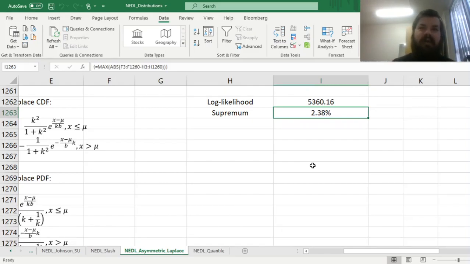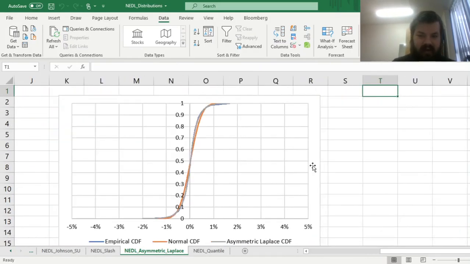To see graphically how well it fits, we can compare the fit of the normal distribution in orange here, and the asymmetric Laplace cumulative distribution function in gray here, to our real-world empirical distribution function in blue. And we can see that the fit, even looking at the graph, is much, much better. The deviations only occurring here on the right tail.